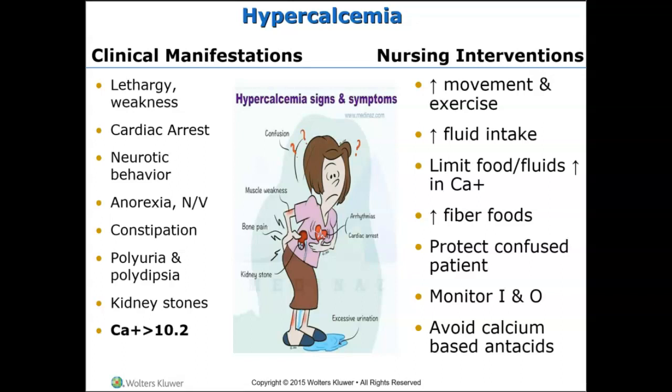We're going to be pushing fluids. We're definitely going to be not letting the patient eat any high amounts of calcium, any foods with calcium in it, or minimal, I should say. Limit foods with high amounts of calcium. That's a better way to say it. We would also encourage high fiber foods, and these patients are confused and neurotic. So they're going to be huge fall risks. So we're going to have to protect them, right?